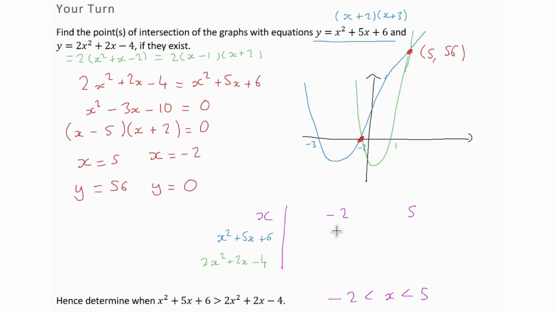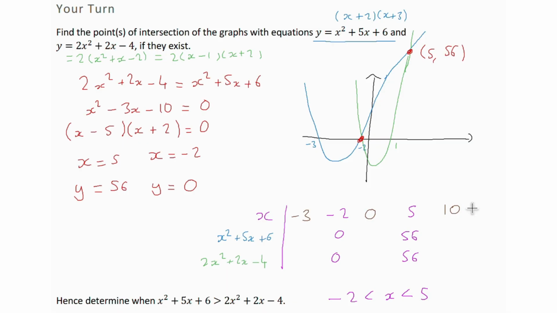I know that the y coordinate of minus 2 is 0 for both of them. And I know that at 5 the value is 56 for both of them. So I know the values of these two functions are the same at those 2 points. Now I'm going to choose points around these to test. So, for example, I could choose 0, I could choose minus 3, and I could choose 10.